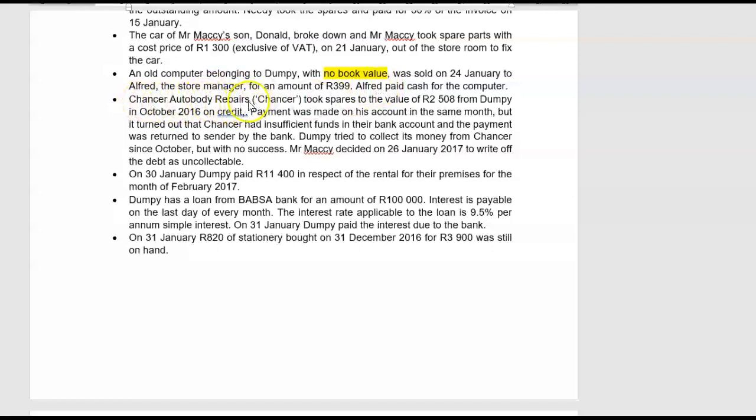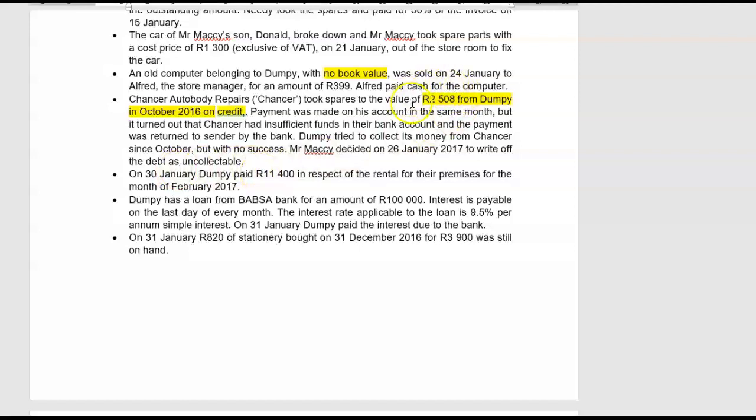Okay, then Chancellor Auto Body Repairs took spares to the value of 2508 from Dumpy in October on credit. That was a different month; we are actually busy with January. Payment was made in the same month, but it turned out that Chancellor had insufficient funds in the bank account, and the payment was returned. Dumpy tried to collect the money since October, but with no success. Mr. Mackey decided on 26 January to write off the debt as uncollectible or unrecoverable.